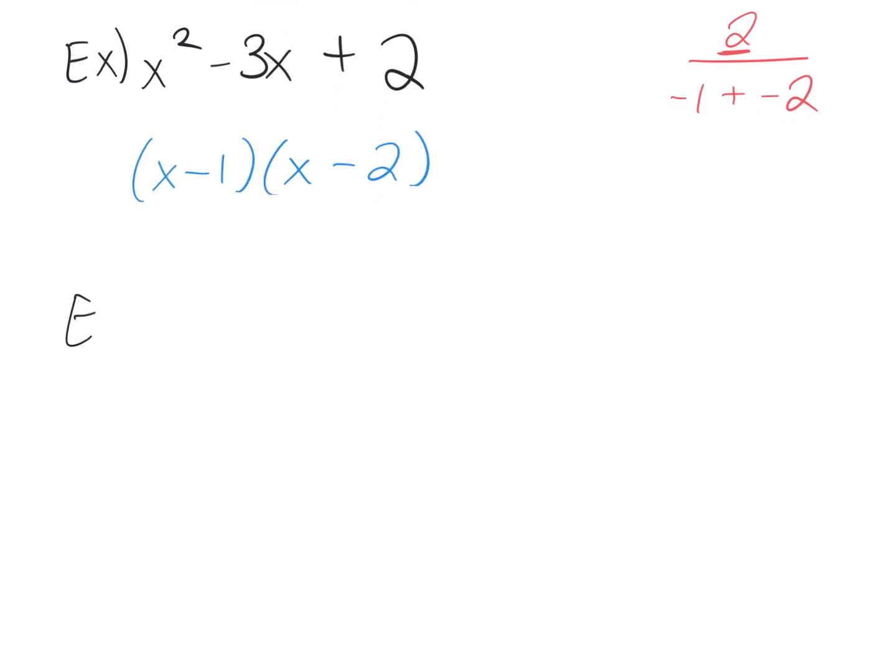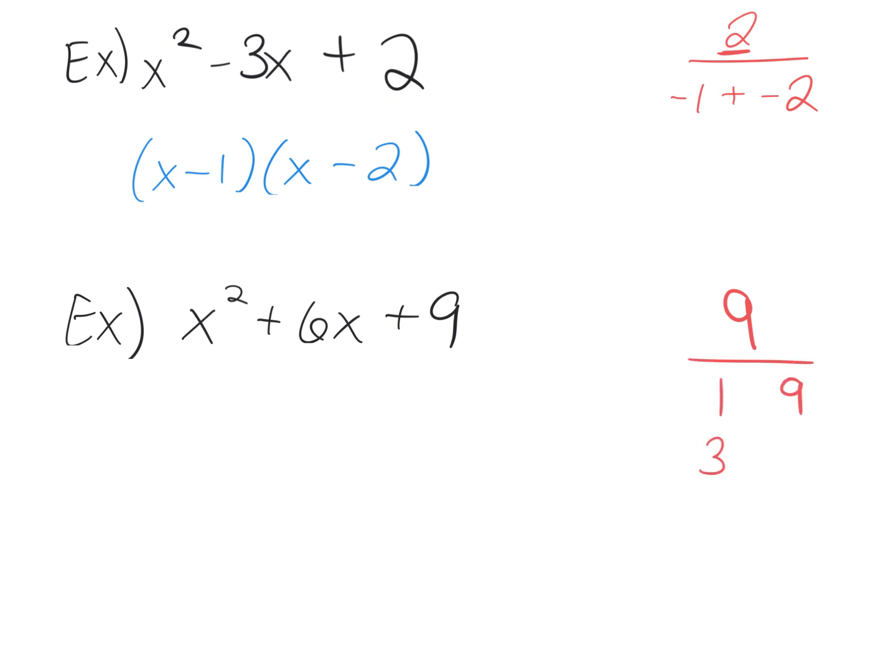One more type before we move on to something new. x squared plus 6x plus 9. First, I find the factors of my C value, which is 9. What are they? 1 and 9. 3 and 3. Is it okay to have the same number?